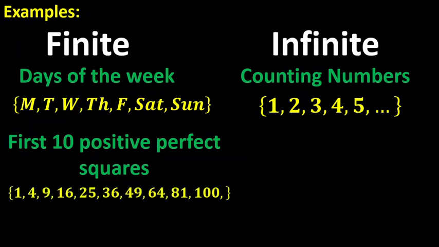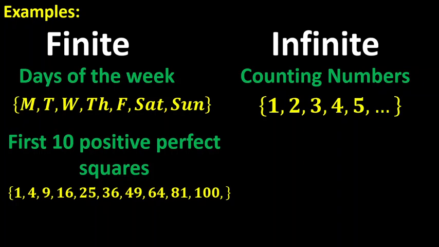First 10 daw. 1, 4, 9, 16, 25, 36, 49, 64, 81, 100. Paano nakuha yung 49? 49 is 7 times 7. Paano nakuha yung 16? 16 is 4 times 4. So, pag sinabi mo first 10 positive perfect squares lang, magiging finite sequence siya. No? Paano siya magiging infinite?